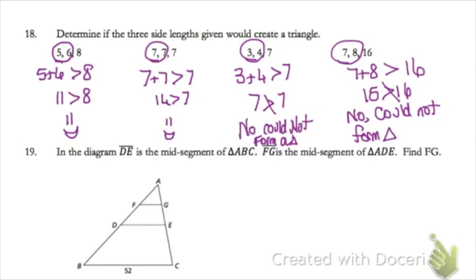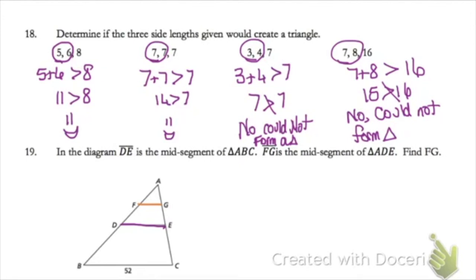All right, in the diagram, segment DE is the mid-segment of triangle ABC. So this segment right here is a mid-segment. Remember, a mid-segment is a segment that cuts the two sides in the middle, at the midpoint. Segment FG is the mid-segment of the smaller triangle ADE. So they want you to find the length of segment FG.